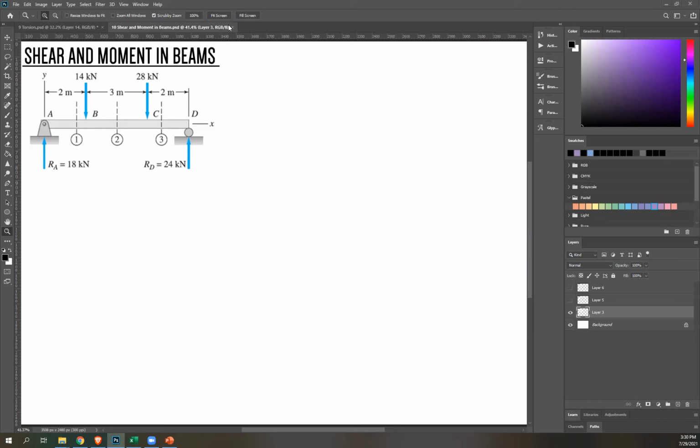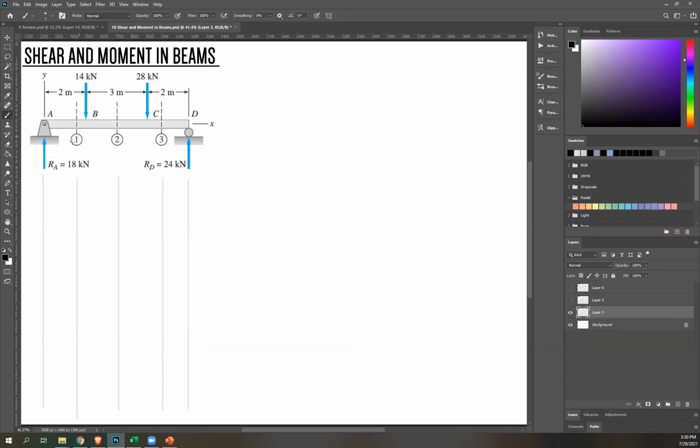Okay, so this is what you do if we're trying to get equations for each segment of a beam. I'm going to first do this. I just want guidelines so that my segments look uniform.